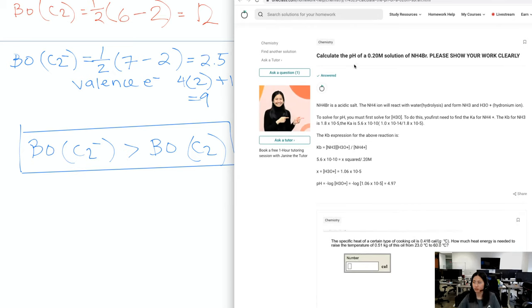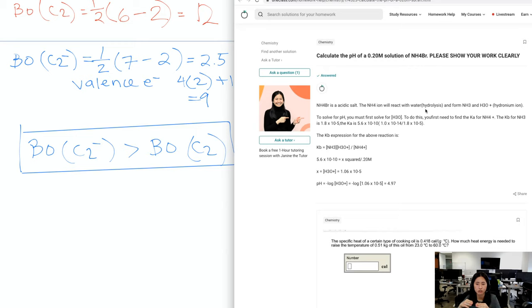Okay, so we have to calculate the pH of a 0.20 molar solution of NH4Br, and you need to show your work clearly. So what they've presented is basically they're saying that NH4Br is an acidic salt, and then it will react with water under hydrolysis, right? So first of all, what is hydrolysis?